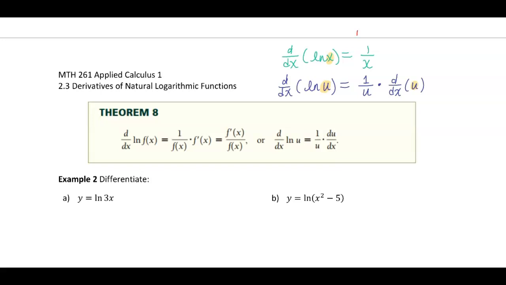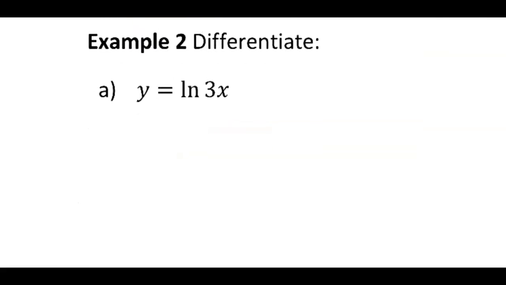Okay, so let's look at some examples down here. Example 2a, y equals natural log of 3x. This is not just natural log of x, right? We have 3x, so we're going to have to use this chain rule, okay?